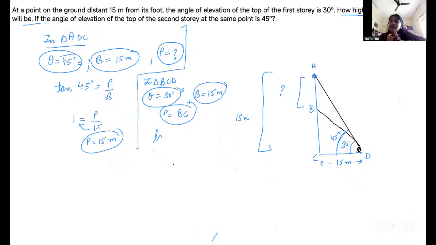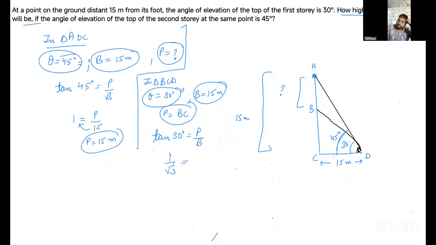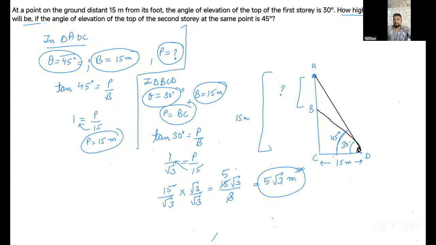Tan 30 is equals to perpendicular upon base. Tan 30 value is 1 by root 3 is equals to perpendicular, I don't know. Base is 15. So it will go that side, 15 by... Yeah. So I got 5 root 3. Now we have to find the distance of this, I got as 5 root 3.